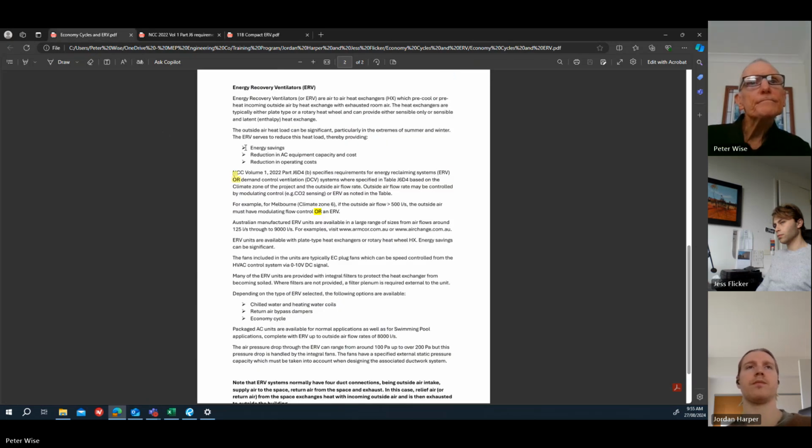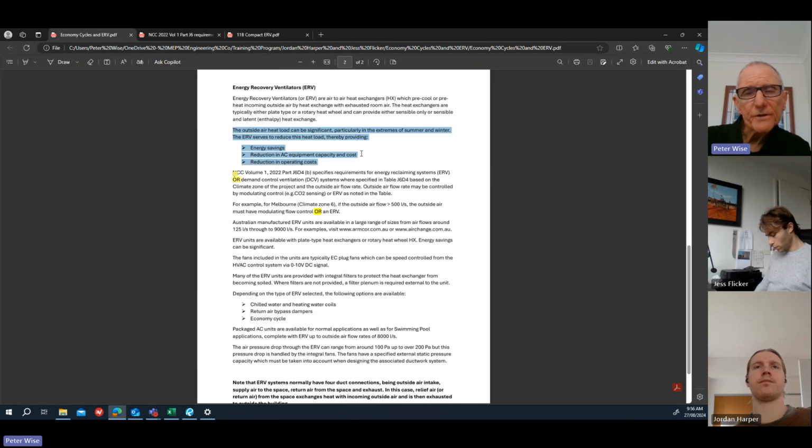The outside air heat load can be significant, as you're well aware now, having done some Camel heat load calcs. The outside air is quite a dominant heat load, whether it's heating or cooling, particularly in summer and winter. The ERV serves to reduce the heat load and provides some energy savings by reducing the outside air heat load. Potentially it could reduce the air conditioning equipment capacity and cost.